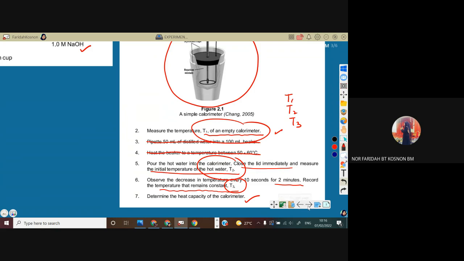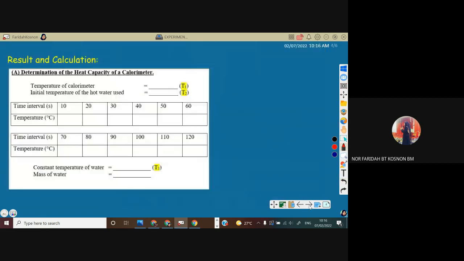Alright, and then of course, bila ada data tu, you have to record in the table. Okay, table dalam manual dia tak berikan. Tapi nanti dalam report, saya dah attach and then saya bagi result dia. Pelajar kena gunakan result yang diberikan to determine the heat capacity of a calorimeter.